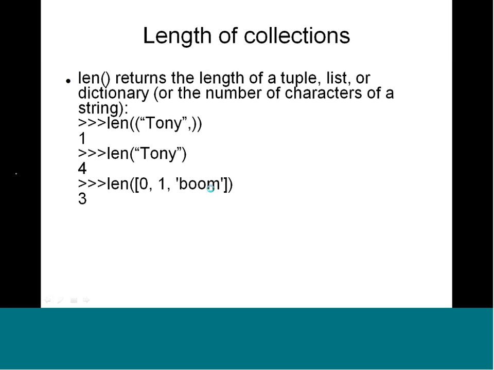Collection length is computed using the len function, which returns the length of a tuple, list, or dictionary, or how many characters are in a string. So for a tuple containing 'Tony', because this is a tuple and we are looking for the length of the tuple, it returns 1. But if you do the length of just 'Tony' without the tuple, now it returns 4. And the length of a list, which is 0, 1, 2, is 3.